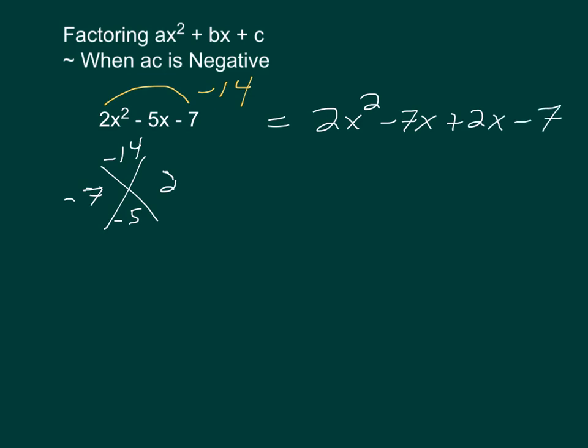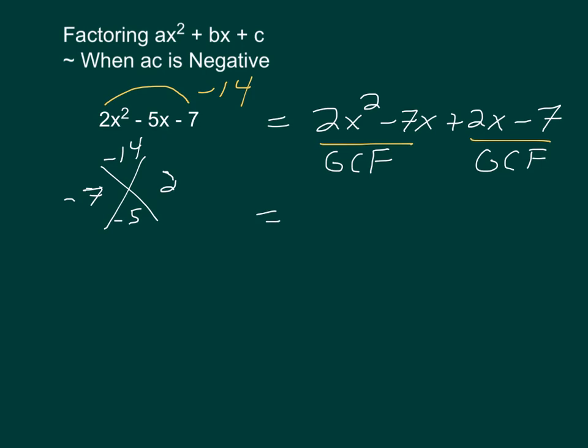Once again, the order doesn't matter. Your work would look a little bit different, but you'd arrive at the same final answer if you did the 2x before the negative 7x. Look for the greatest common factor in each of these pairs. That's what we're looking for. You don't need to write GCF every time. This is just a reminder.